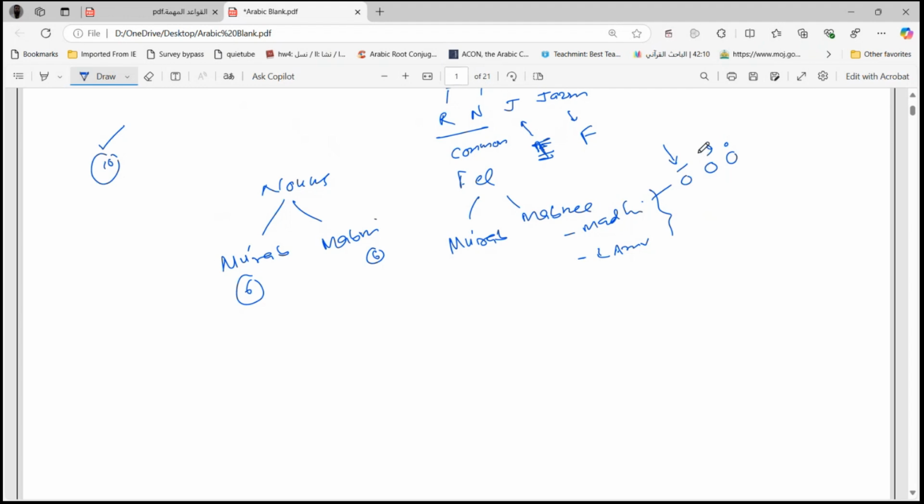A fail Madi is Mabni al-Fath. When the Wawul Jama'ah comes attached to fail Madi, it is Mabni al-Dham. If it comes attached to al-dhamair al-rafi al-mutaharrika, then it is Mabni al-Sukun, like the Ta'ul fail, and Na al-failin.